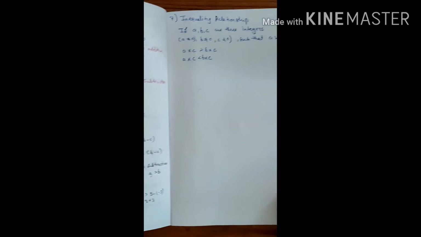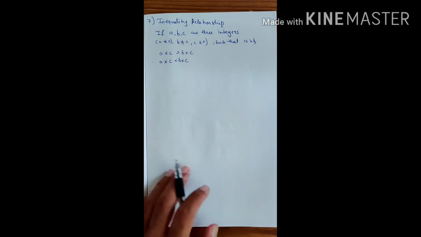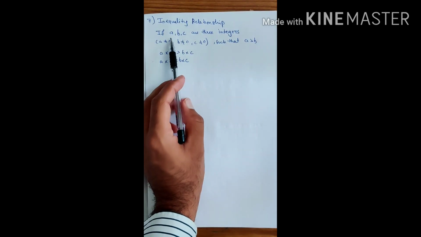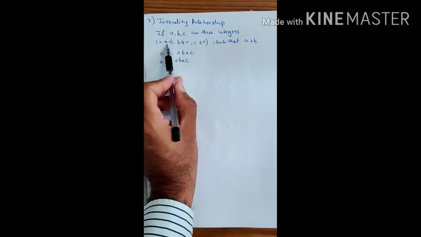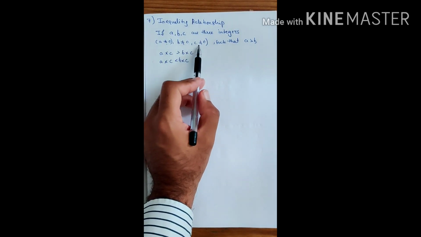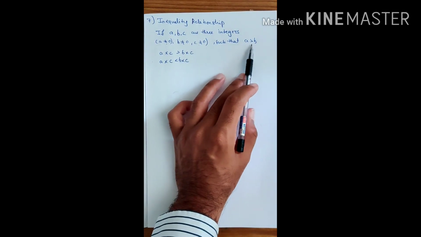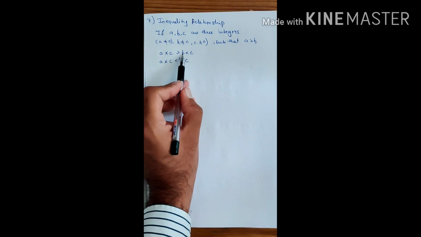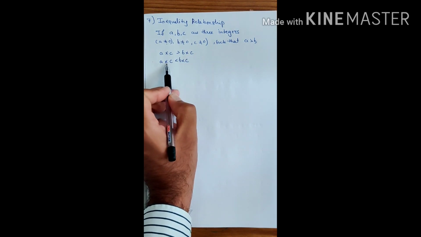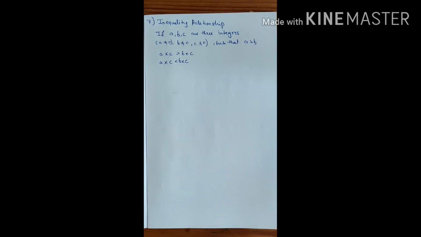Now coming on to the last property, that is inequality relations. See, in this you have this condition: if a, b and c are three integers, and a is not equal to 0, b is not equal to 0 and c is not equal to 0, such that a is greater than b, then it becomes a into c is greater than b into c. Similarly, a into c is less than b into c.